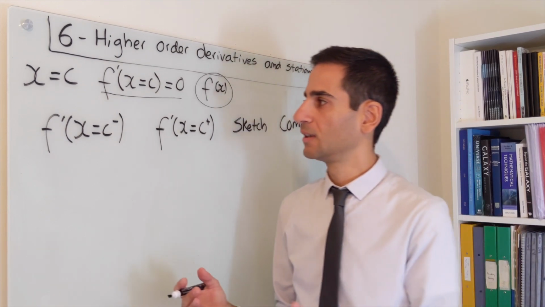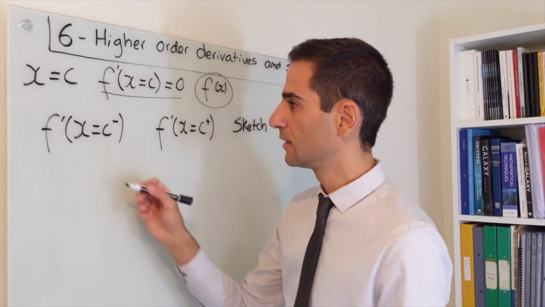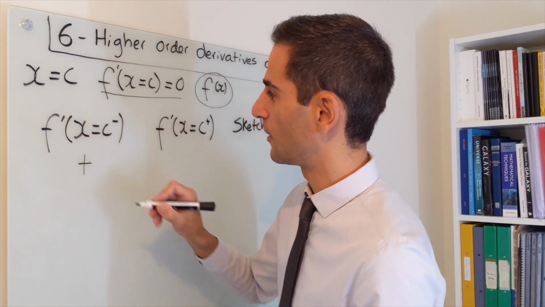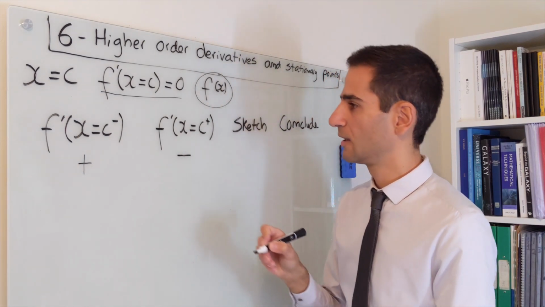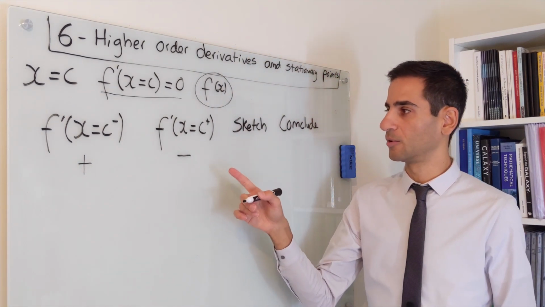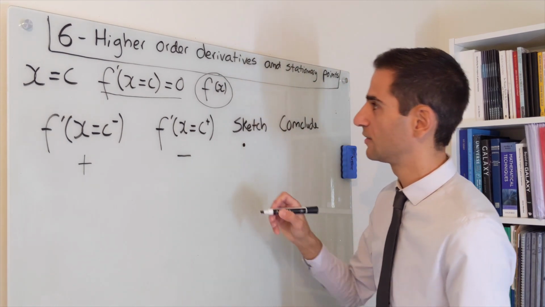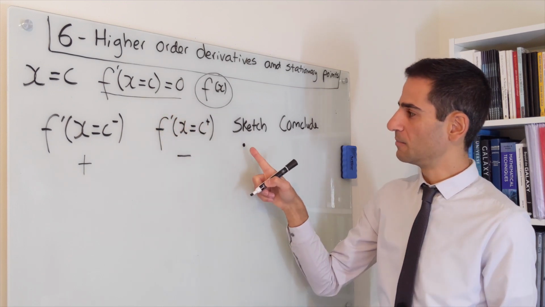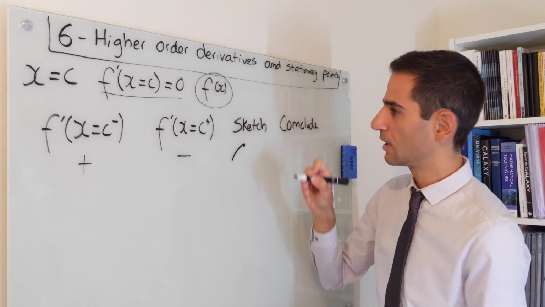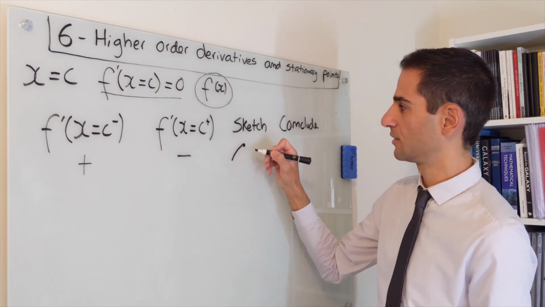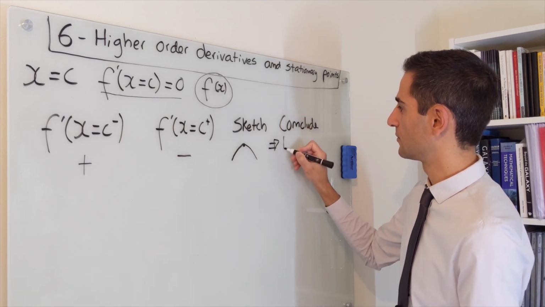Let's assume that for a given function f of x at this point x equals c, the derivative is positive just left of the point, and then it is negative just right of the point. If we try to sketch what this means for this point x equals c, it means that to the left of it, the function is going up, and then to the right of it, the function is going down, which means that we're in the presence of a local maximum.